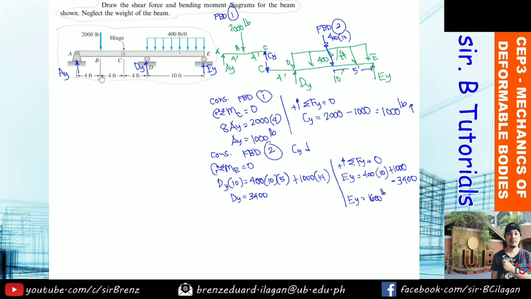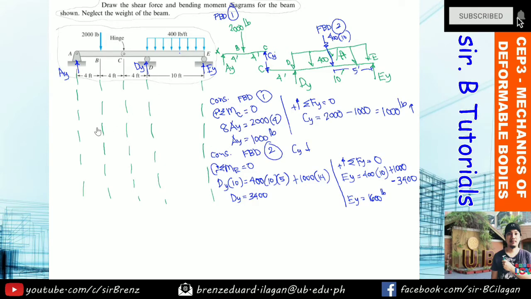So since kompleto na tayo guys ng value ng reaction, we can now draw the shear and moment diagram. So let's start first with the shear. Pero bago yun, maglagay lang ako ng reference line dito. Ayan, i-project mo lang yung mga point na yan, yung A, B, C, D, E. Ayan. So the first diagram will be the shear diagram. Okay? So for the shear, the value of all points will be equals to pound. So naka-pound tayo, English unit.